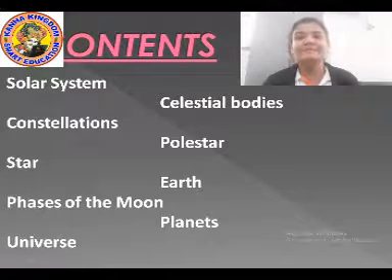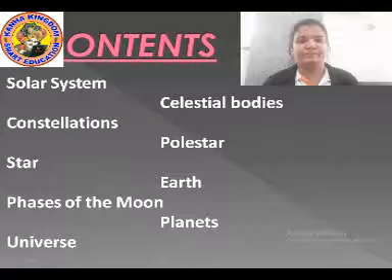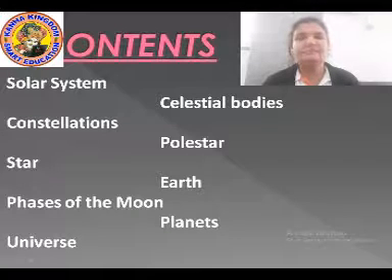Fifth content, stars. Sixth content, earth. Seventh content, phases of moon. Eighth content will be planets. And ninth content will be universe.